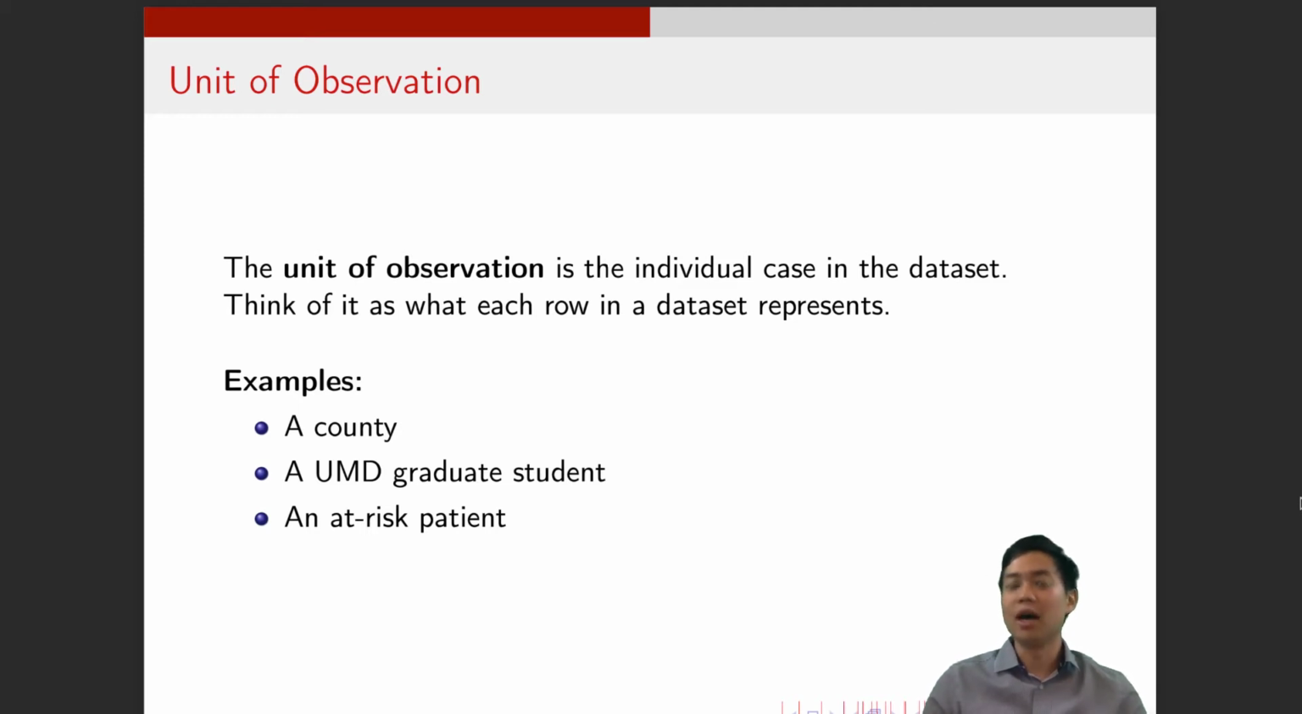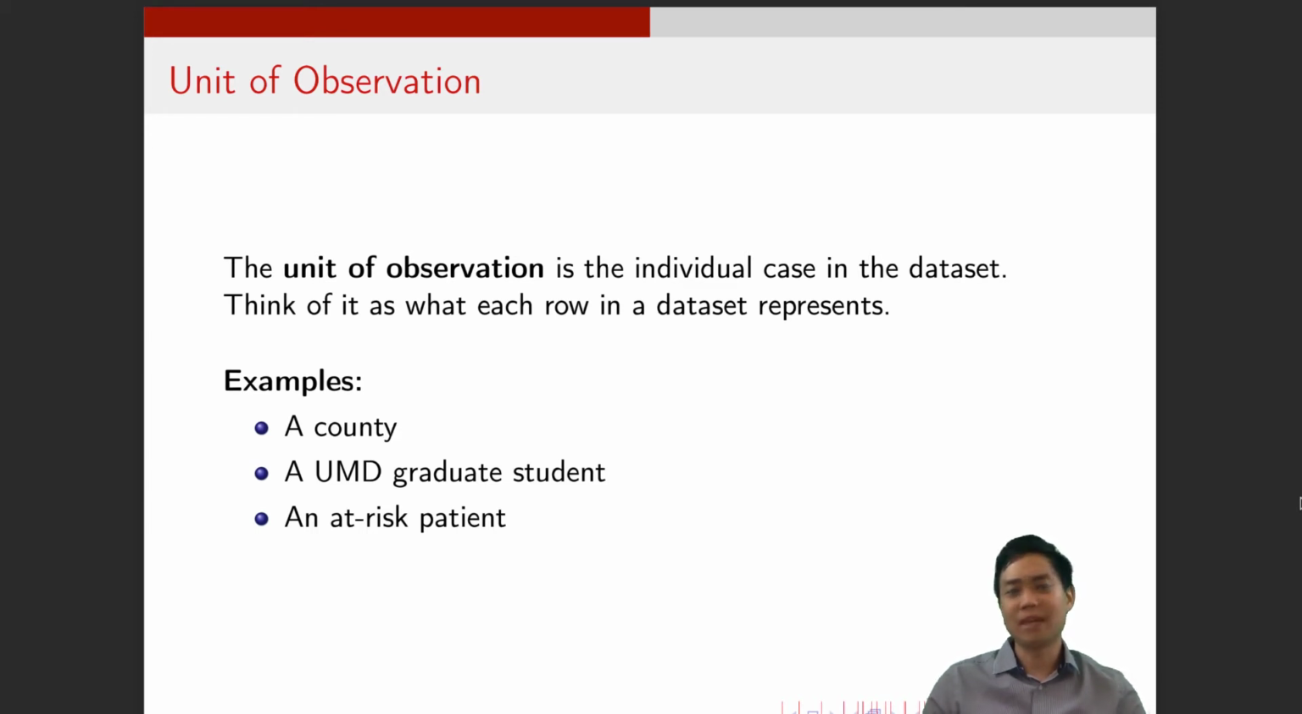For example, this county dataset could have had information about counties over years. Let's say instead of what we had before, it had county and year, with multiple rows for each county and multiple rows for each year. In that case, the unit of observation might be a county-year pair rather than just the county. So you do have to be careful and think about what the unit of observation is.